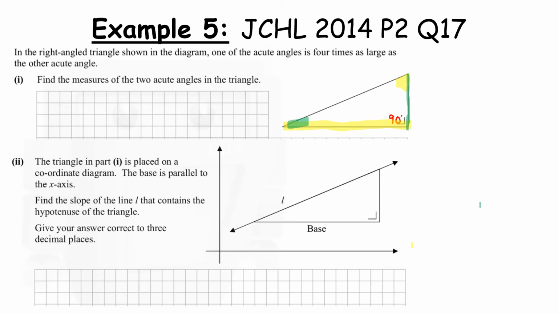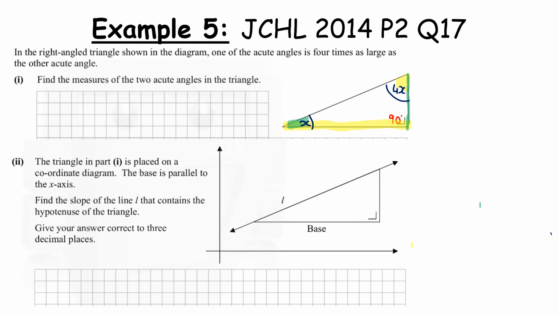They told us that one acute angle is 4 times as large as the other. So if this was x, we'd say that this was 4x. Now maybe by looking at it you would say, oh, straight away I knew that that was the bigger angle, and that's absolutely perfect as well.